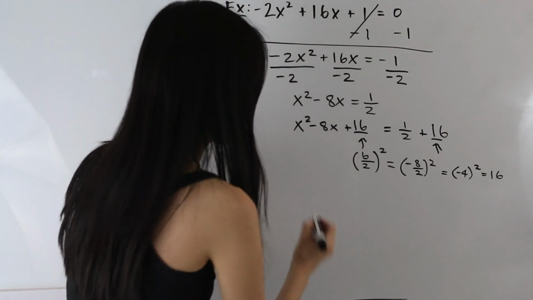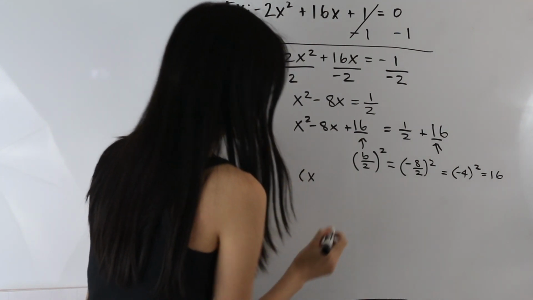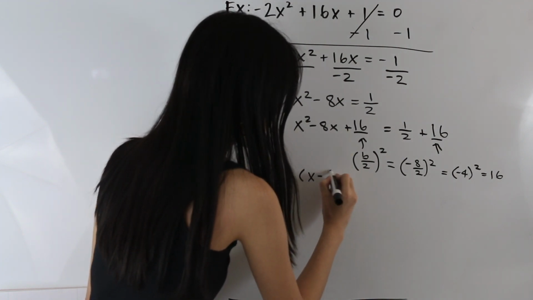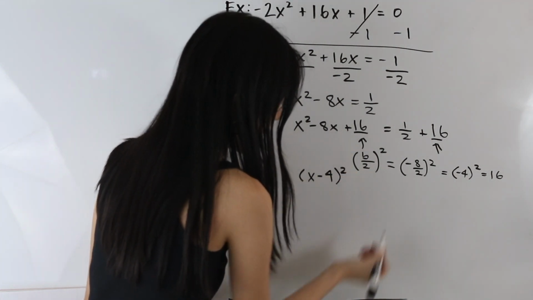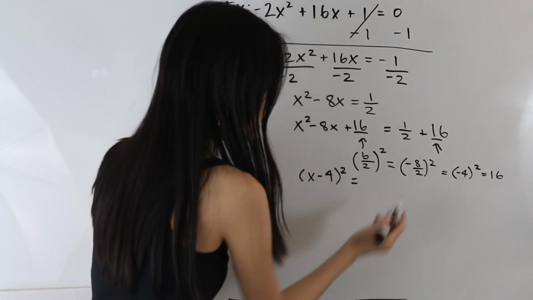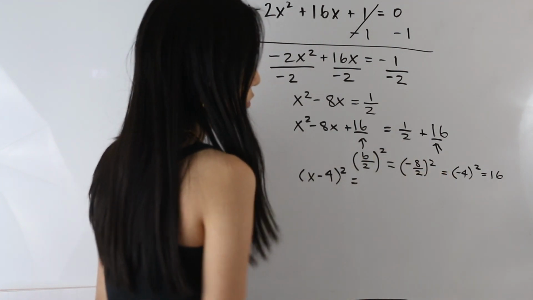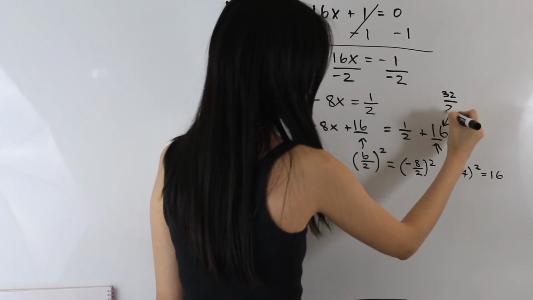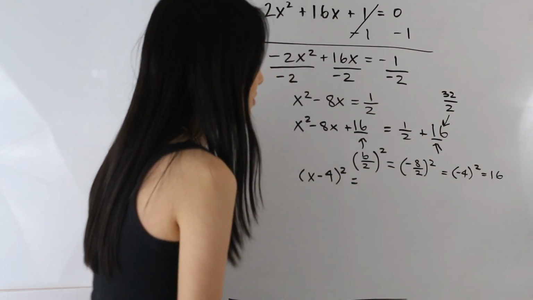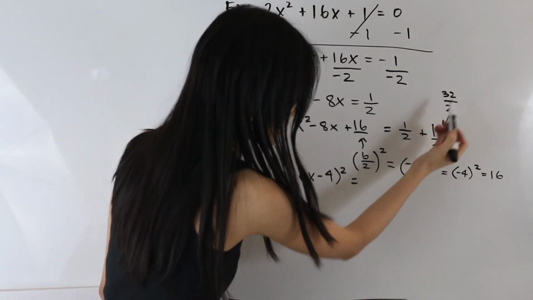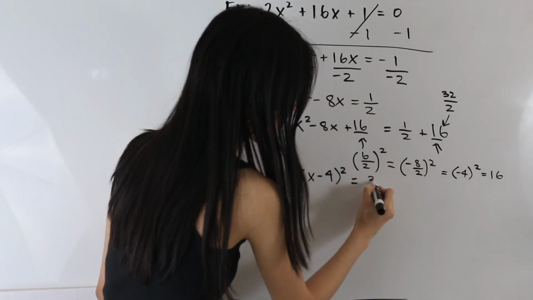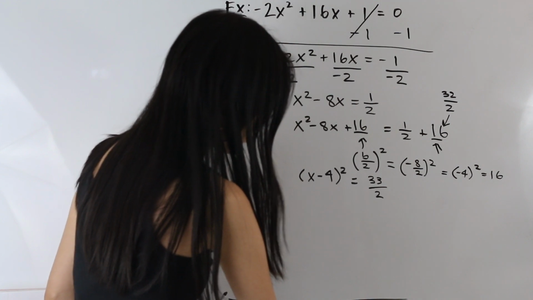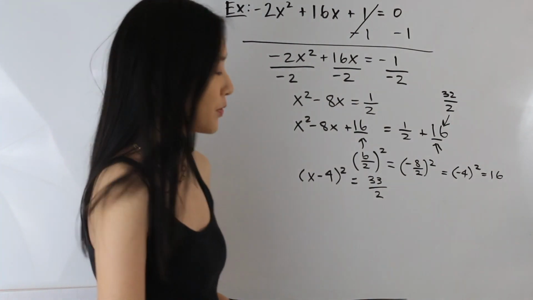The left-hand side ends up being x, and then we take b and divide it by 2. Negative 8 divided by 2 is equal to negative 4, and we square that. This is equal to 1/2 plus 16. We can convert 16 to 32 over 2 just to get a common denominator. So on the right-hand side we have 1/2 plus 32 over 2, which is 33 over 2. From here, we can take the square root of both sides.